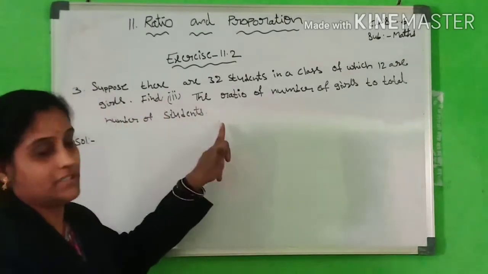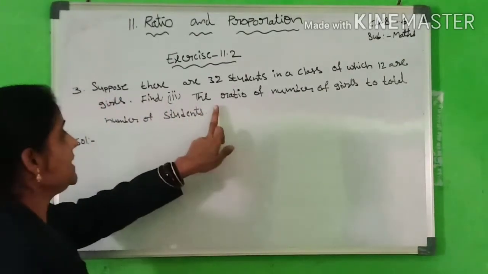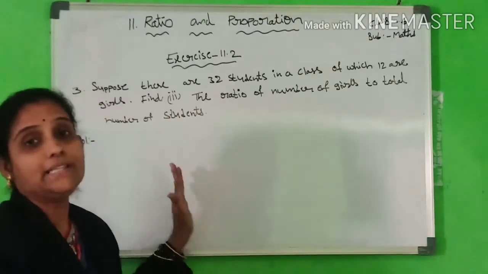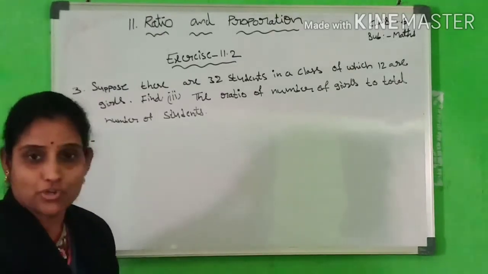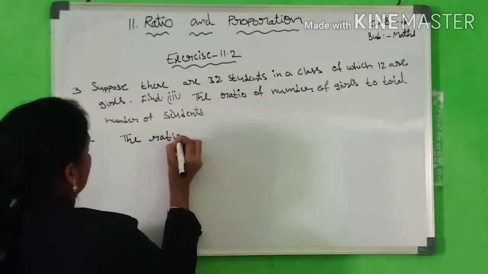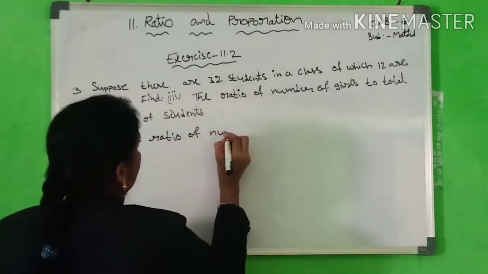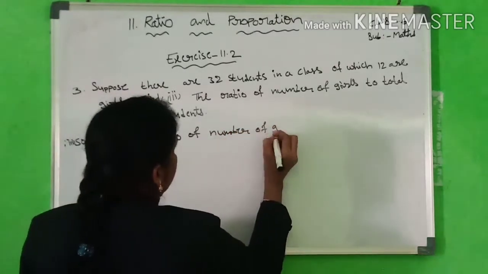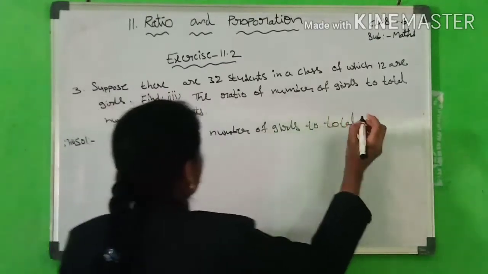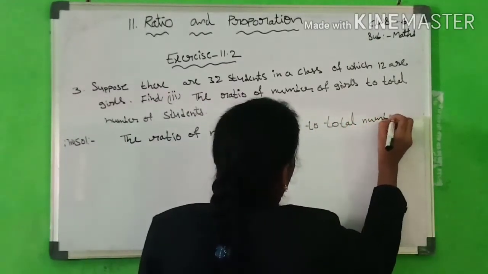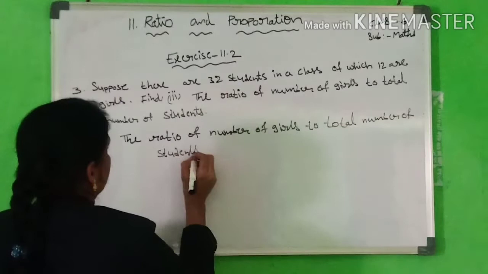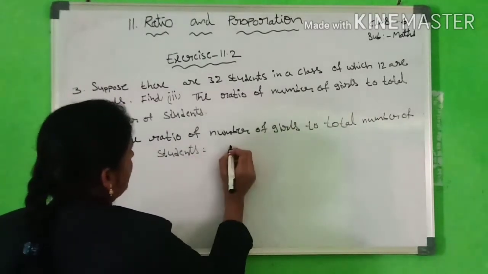Okay children, third one, only the third one. Find the ratio of the number of girls to the total number of students. Now, the ratio of the number of girls to the total number of students. How many girls are there?